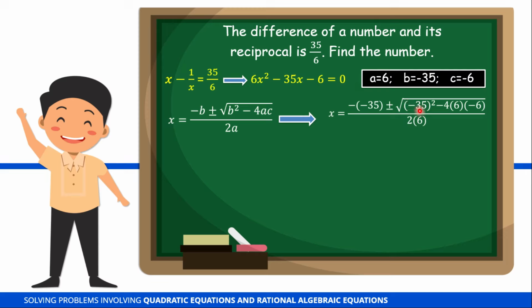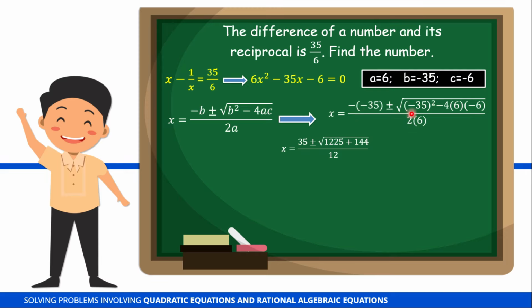Negative negative 35 squared minus 4AC. Ang A natin ay 6, and C, ang C natin ay negative 6, all over 2A, ang A natin ay 6. So we have 2 times 6. Simplify natin. So x is equal to negative times negative, we have positive 35.